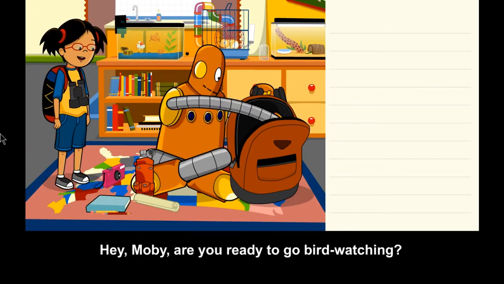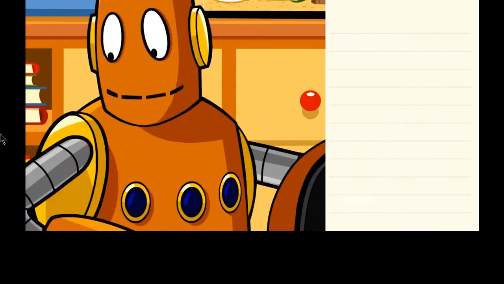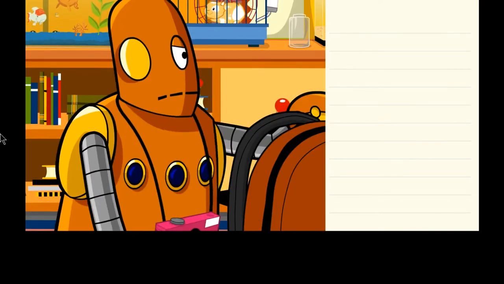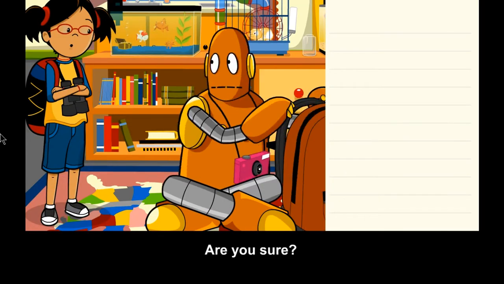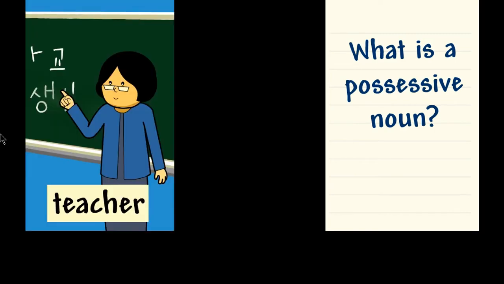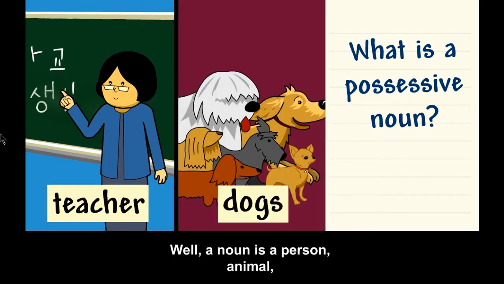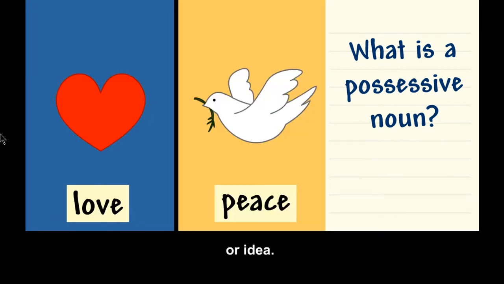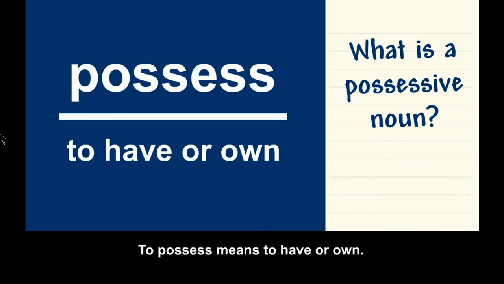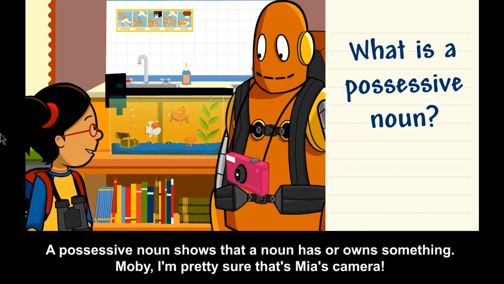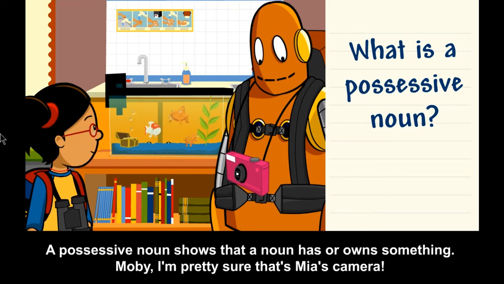Hey, Moby, are you ready to go bird watching? Hey, is that Mia's camera? Are you sure? What is a possessive noun? Well, a noun is a person, animal, place, thing, or idea. To possess means to have or own. A possessive noun shows that a noun has or owns something. Moby, I'm pretty sure that's Mia's camera.